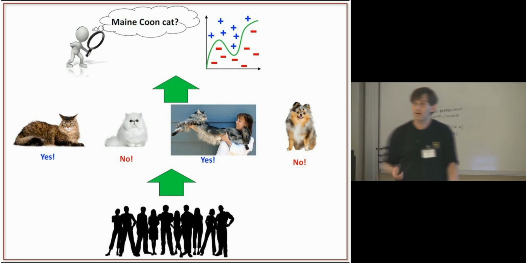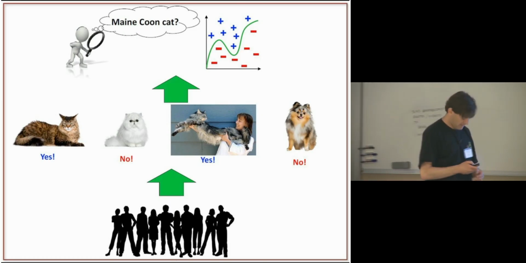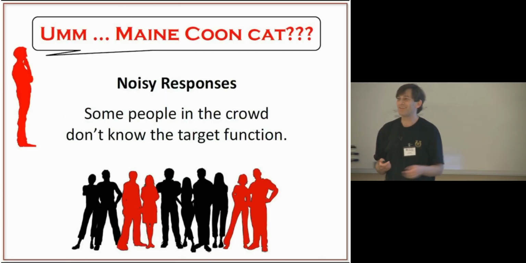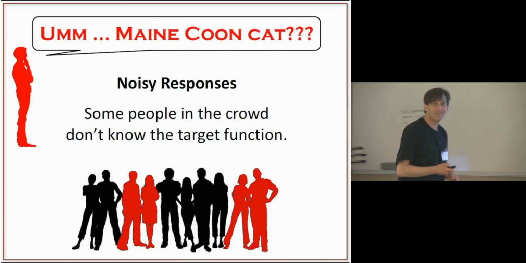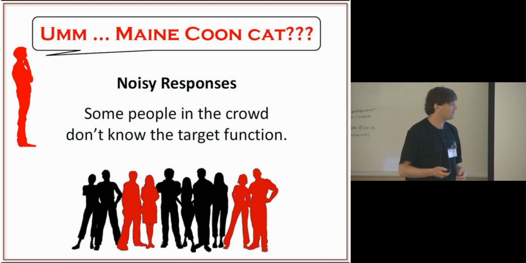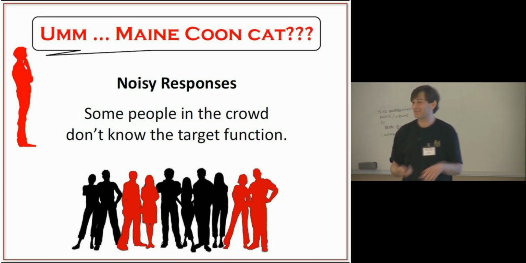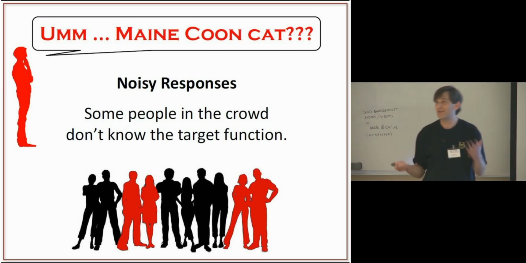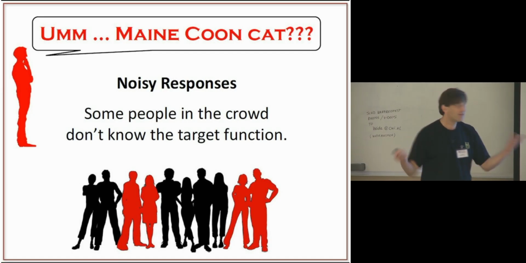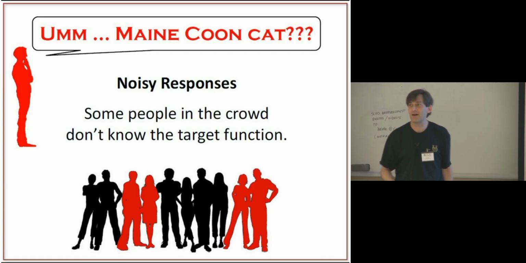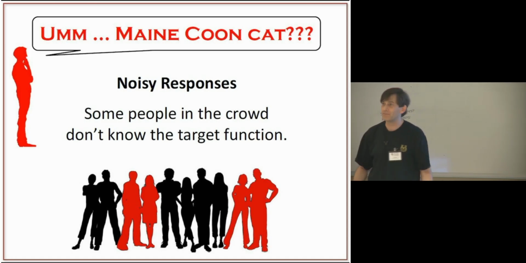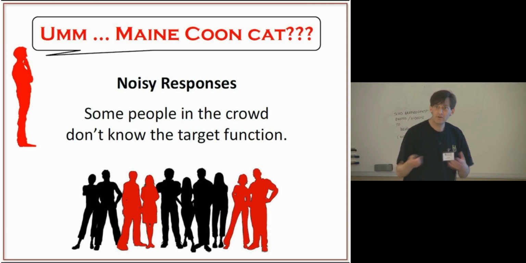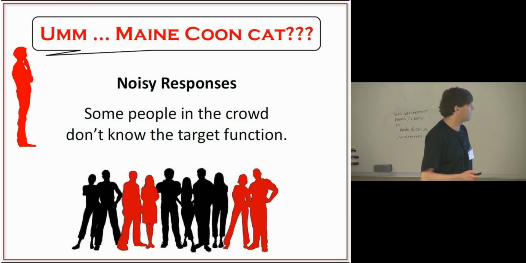Okay, great. So one problem with this is that a lot of people might not know what a Maine Coon cat is. I don't. So some people will know what it is and others won't. And so you're going to get a lot of noisy responses. And it's not nice white noise, random classification noise. It's noise that depends on the object. People know the dog is not one. But that white cat, could it be? I don't know. So you're going to get a difficult kind of noise, perhaps.